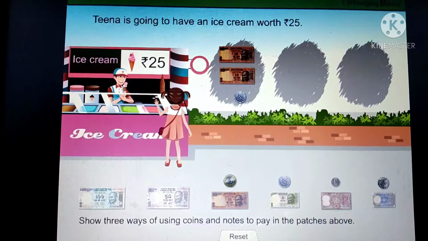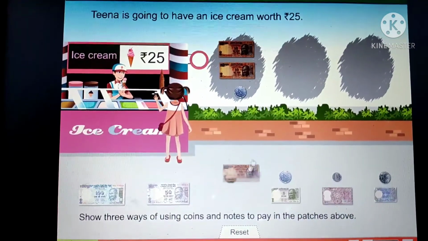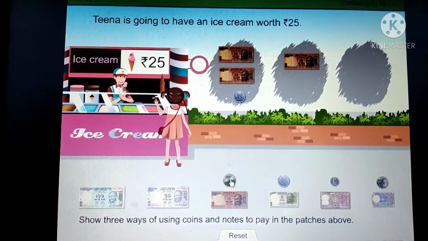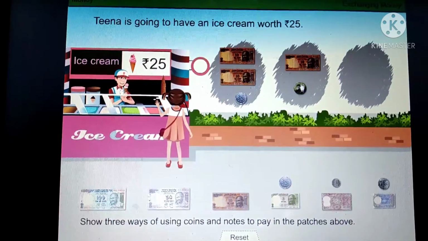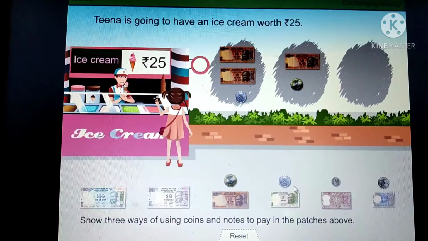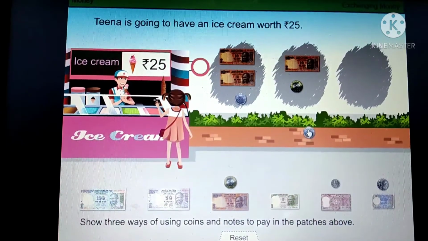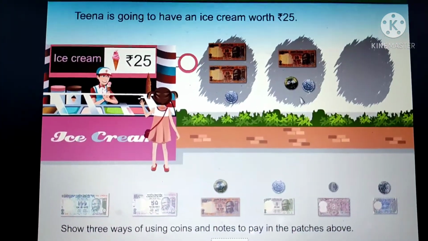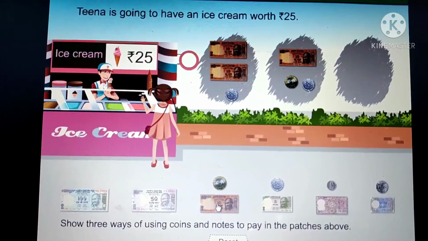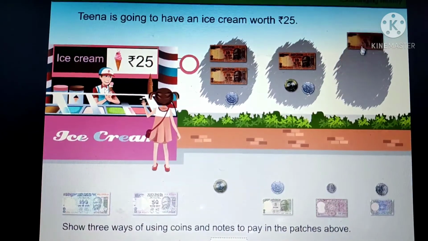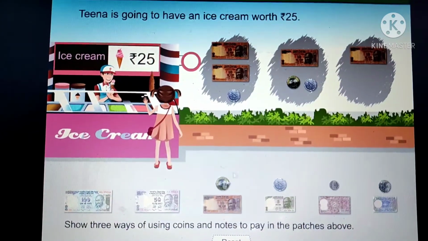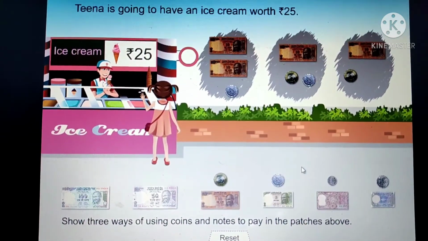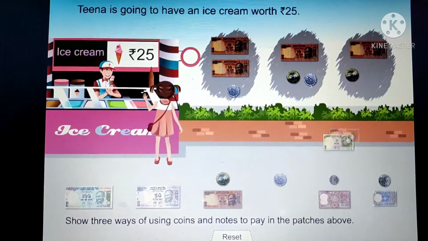The second way is 1 note of 10 rupees and 1 coin of 10 rupees and 1 coin of 5 rupees. The third way is 1 note of 10 rupees, 1 coin of 10 rupees and 1 note of 5 rupees.